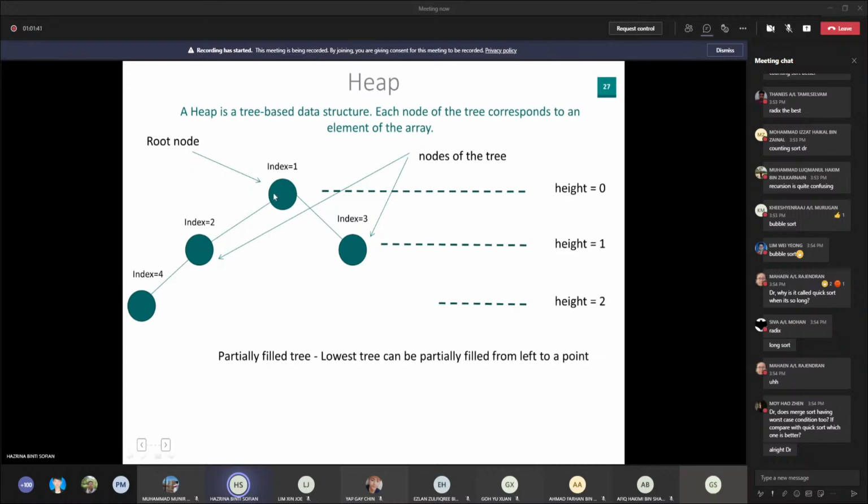You have to remember that to build a heap, it will again be top to bottom, left to right. So 1, 2, 3, 4. You cannot put 4 over here; it needs to be from the left. So that's the terminology of heap, whereby each node of the tree corresponds to an element of the array.